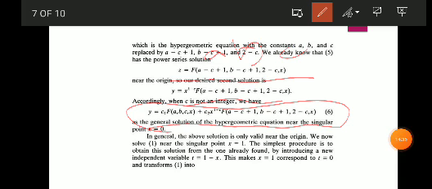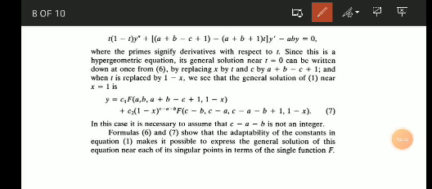And in general, for the Gauss hypergeometric equation at the point x = 1, we introduce a new independent variable t = 1 - x. This makes x = 1 correspond to t = 0. Then the equation becomes t(1 - t)y'' + [a + b - c + 1 - (a + b + 1)t]y' - aby = 0.